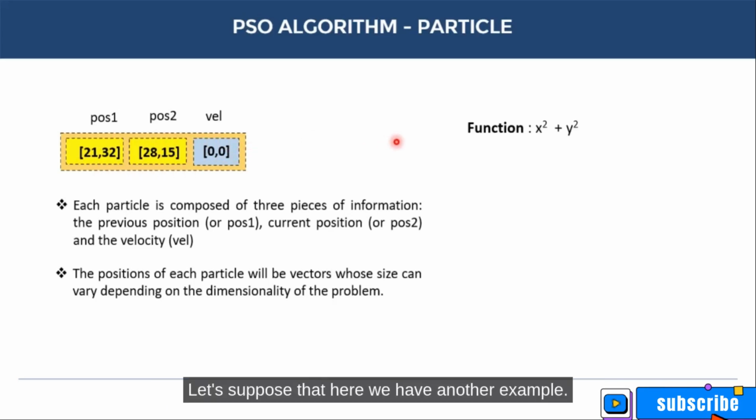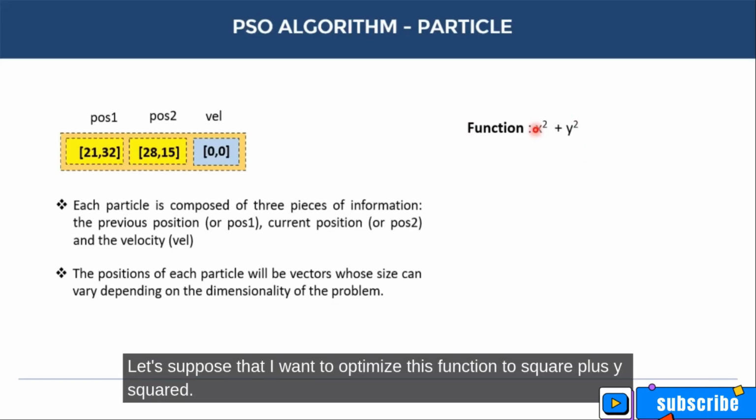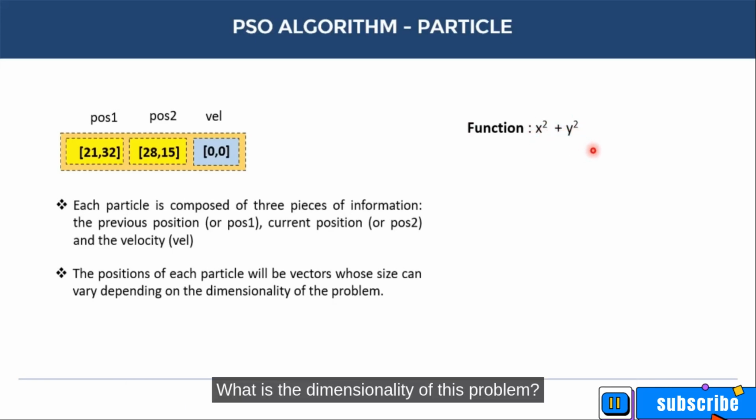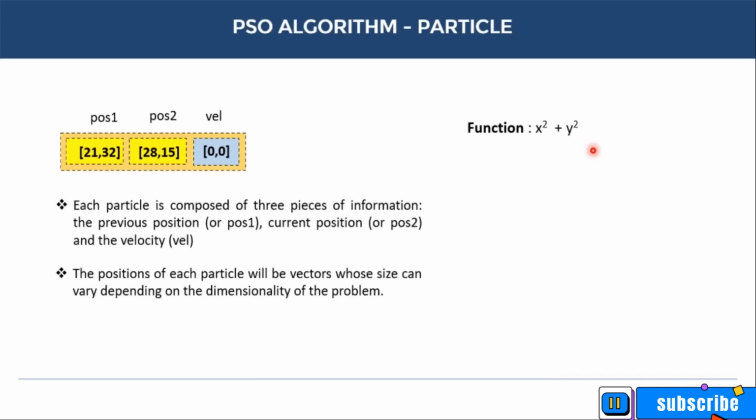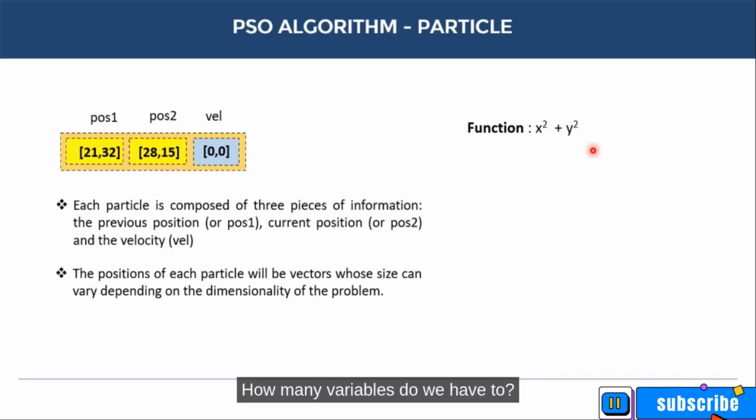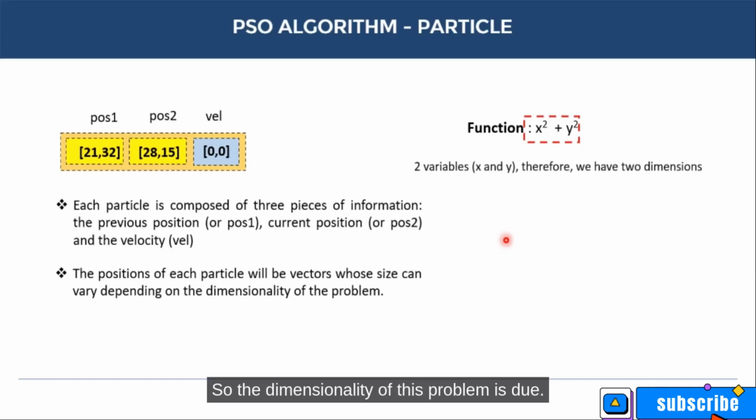Let's suppose that here we have another example. Let's suppose that I want to optimize this function, x squared plus y squared. What is the dimensionality of this problem? How many variables do we have? 2. So the dimensionality of this problem is 2.